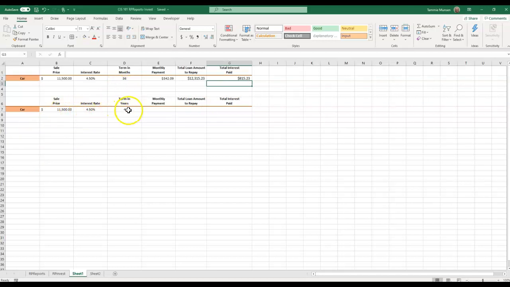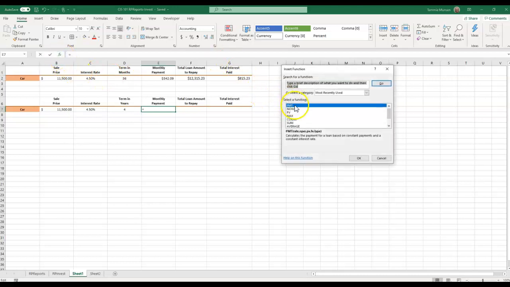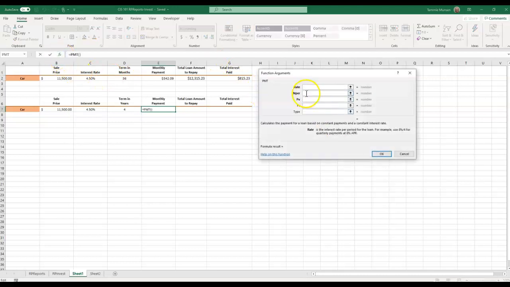Now the formula down here is going to work basically the same way. This just says it's 4 years, and we can work with that in the payment formula. What I have to do is go to Insert Function, go ahead and click on Payment. We're going to follow the same process. So we're going to say that the interest rate is in cell C7, and we're going to divide that by 12 because we're making monthly payments. Then we get to the NPER. The total number of payments, it tells me it's 4 years.